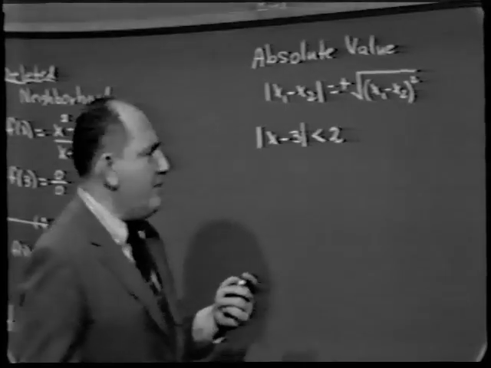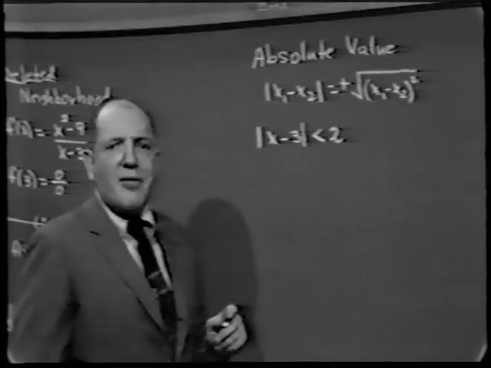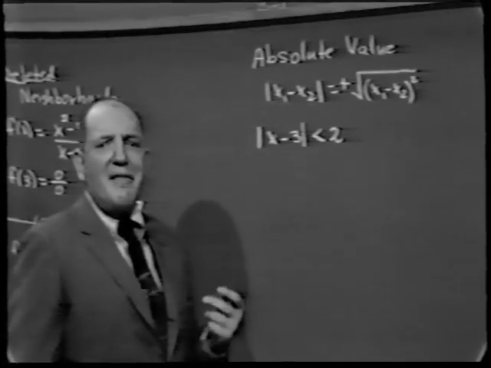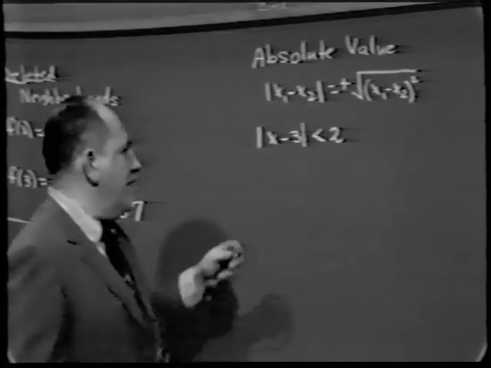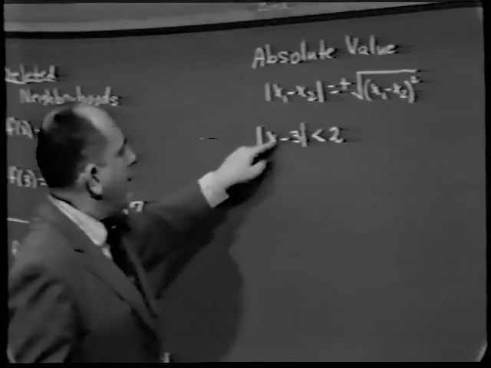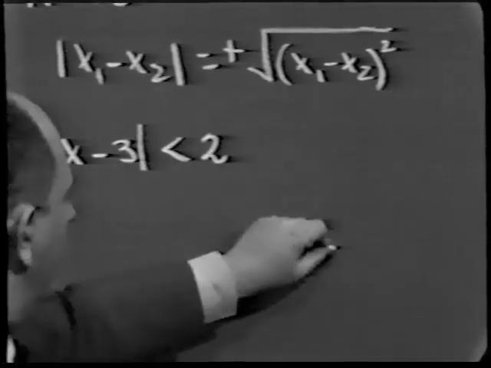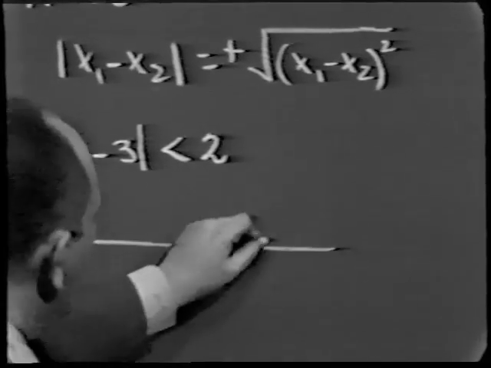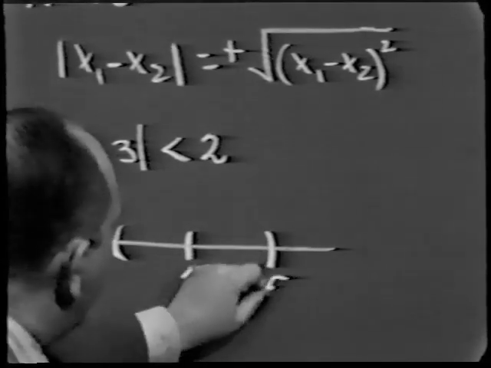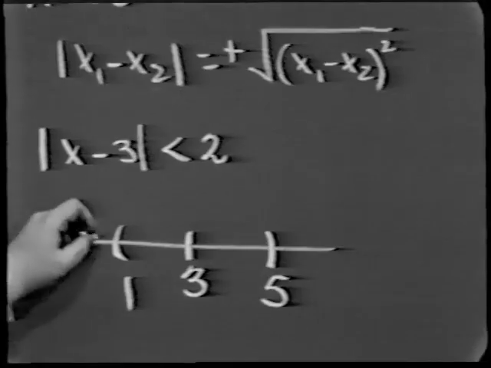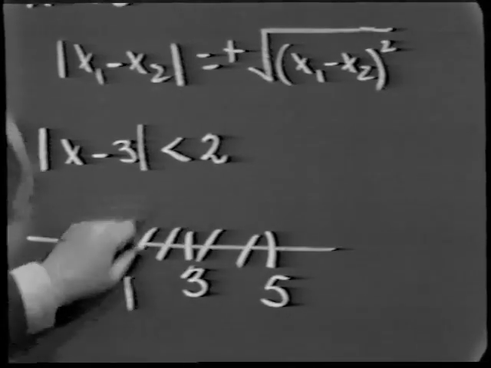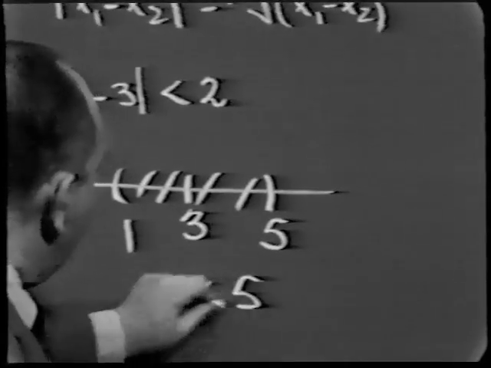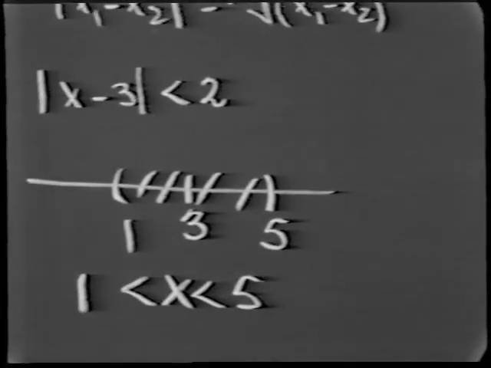Let me give you an example. Suppose you're faced with the absolute value of x minus 3 is less than 2. What does this say geometrically? Geometrically, what it says is that x is within 2 units of 3. In terms of a picture, all you have to do now is draw in 3, mark off 2 units on either side, and for x to be within 2 units of 3, all you know is that x has to be in here. In other words, look at how easily you can solve this particular problem.